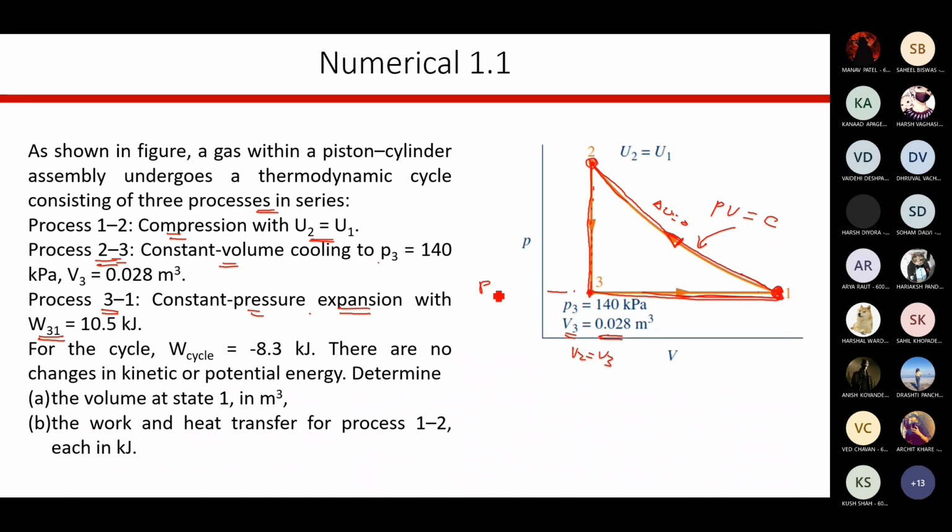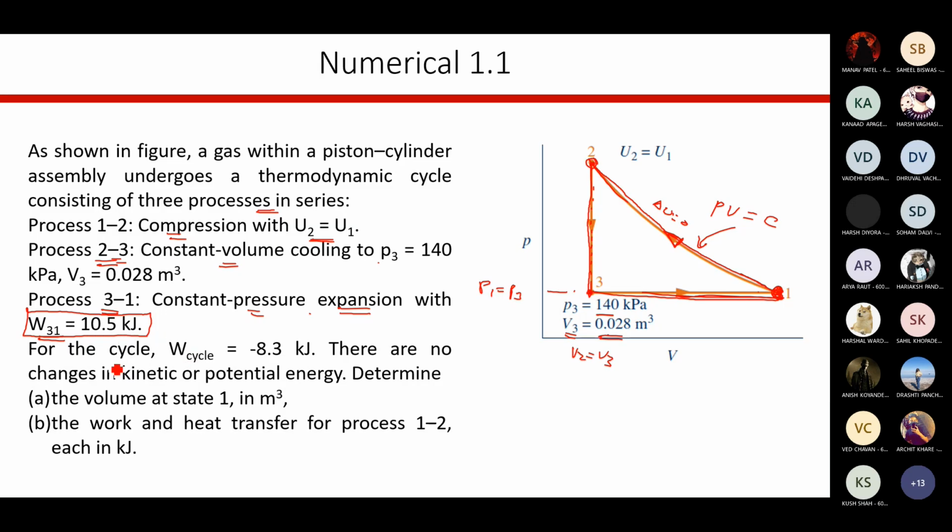So this is P1 is equal to P3 here. So whatever the pressure they have given, is it given or not? So P3 is equal to P1 is given here, right? And note down one more thing, they have given the work done in this process W31. So when you go from point 3 to point 1, the work done in this constant pressure expansion is given, which is 10.5 kJ. Note down the positive sign indicates this is the work done by this system.